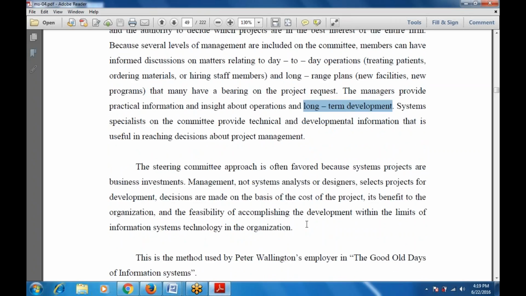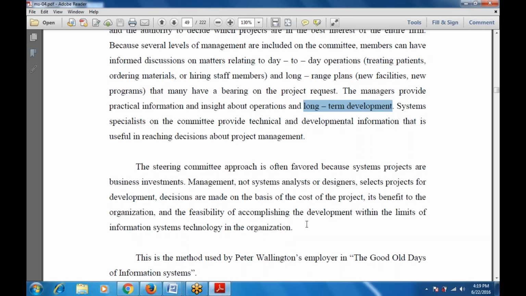So why are most of them using the steering committee approach? Because it is more often favored, because system projects are business investments, and the management, not the system analyst or the designer, selects the project for development. Decisions are made on the basis of the cost of the project, its benefit to the organization, and the feasibility of accomplishing the development within the limits of the information system technology in the organization. That means this approach is very fruitful and very favorable, because system projects are business investments.